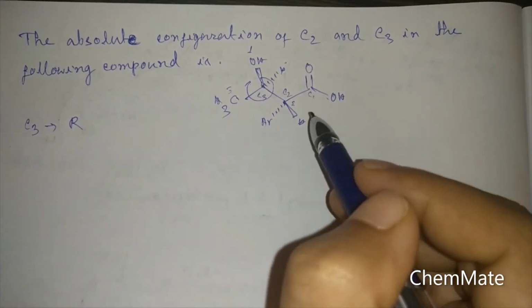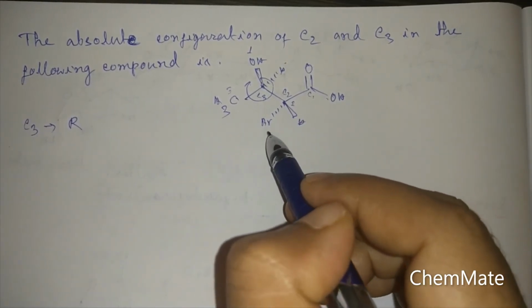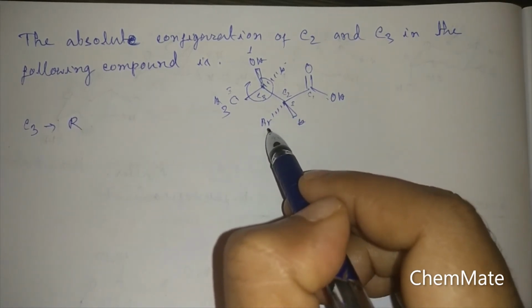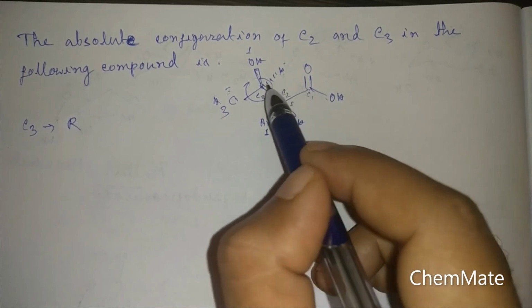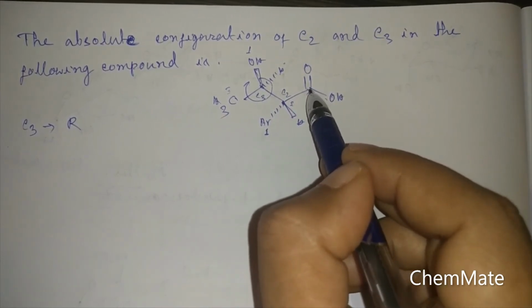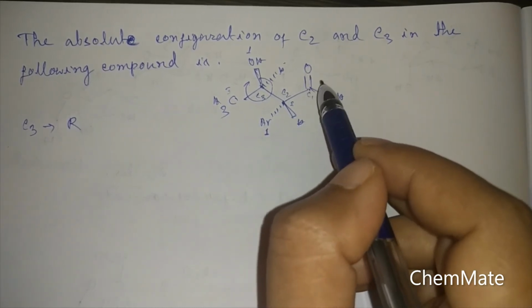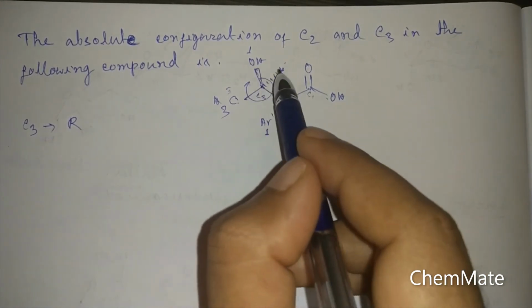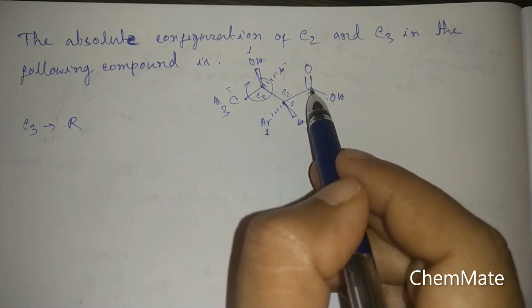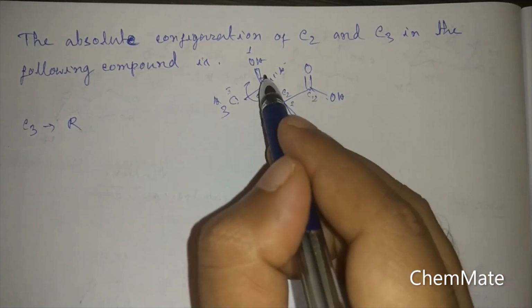Now for C2, the priority sequence of these 4 groups: as it is connected to Br, this is 1, as the atomic number of Br is higher than carbon. Between these two, this carbon is connected to 2 oxygens and another phantom oxygen, whereas this carbon is connected to 1 carbon, 1 oxygen, and 1 hydrogen. So this will have higher priority than this carbon. So this is 1, this is 2, and this is 3.